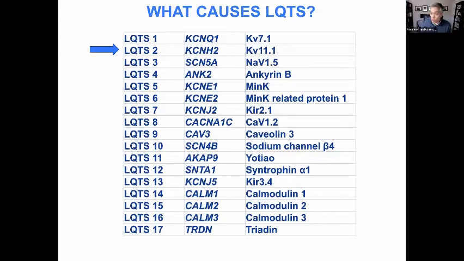For long QT syndrome type 2 specifically, it's a mutation in a gene called KCNH2. You can remember long QT type 2, KCNH2 as the genetic cause. This gene makes a protein, and that protein has lots of different names. Sometimes we call it HERG, H-E-R-G. Sometimes we call it KV11.1. But the gene is called KCNH2. And so if you're looking at your genetic test report, that's probably what you'll see.